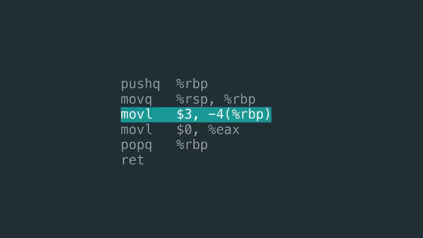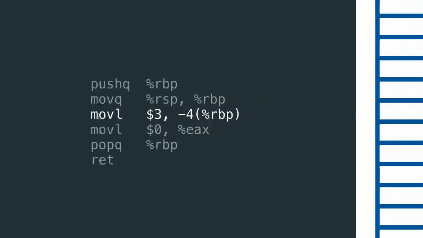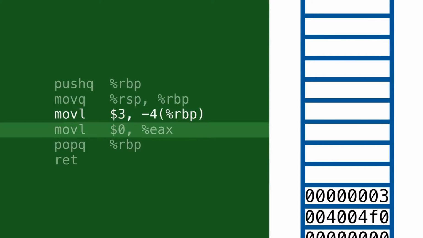This is the instruction that corresponds to the assignment of the variable x. This instruction says to move the number 3 into this memory location. Let's run the program and see what happens. And as we'd expect, the number 3 got put into that memory location. It looks like the compiler decided that this part of memory is where the variable x lives.